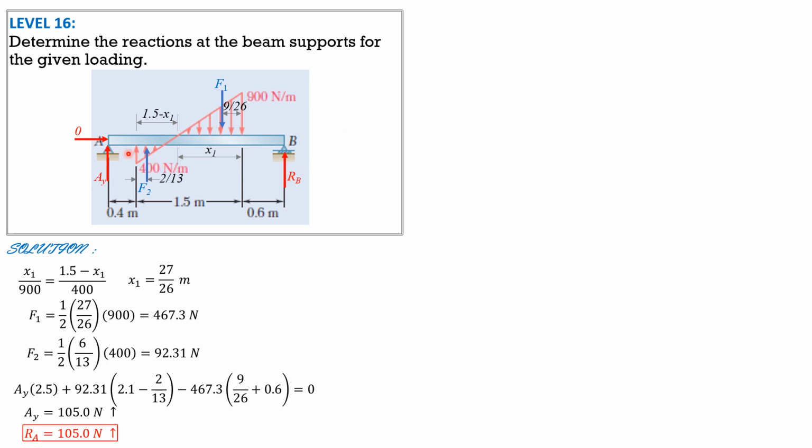Then likewise, summation of moments about A equals 0, counterclockwise positive. So R sub B times 2.5, the distance between supports A and B, plus F2, which is 92.31 times 0.4 plus 2 over 13, then minus F1, 467.3 times quantity 1.9, 0.4 plus 1.5, 1.9 minus 9 over 26 equals 0. So R sub B is equal to 270.0 newtons, and it is upward. So that's it for this problem.